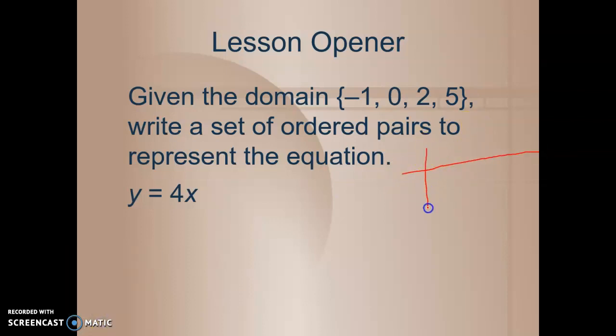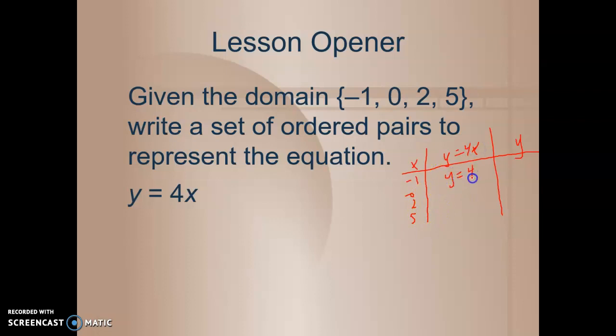Where we write x values in the first column. So we would write -1, 0, 2, and 5. We write our function rule here in the middle, y equals 4x. And then we'll get our y coordinate here on the other side. And then we're going to plug in our values of x and plug and chug.